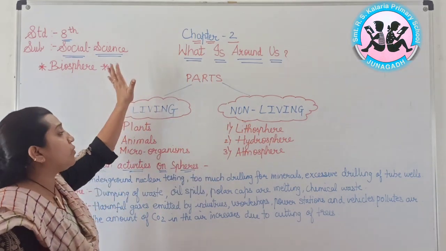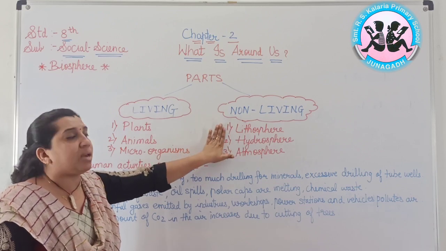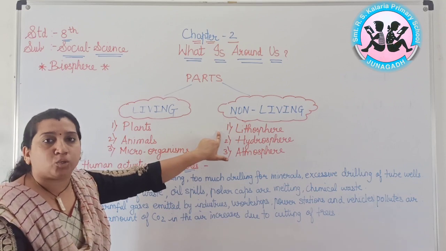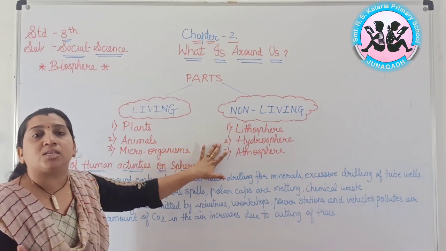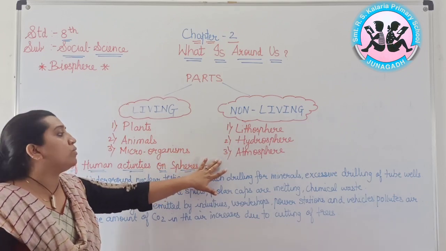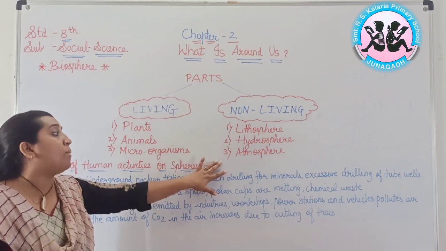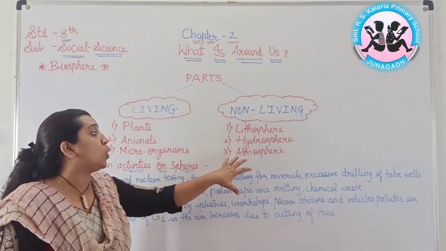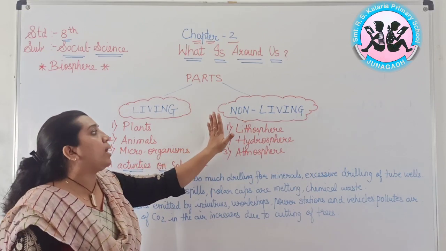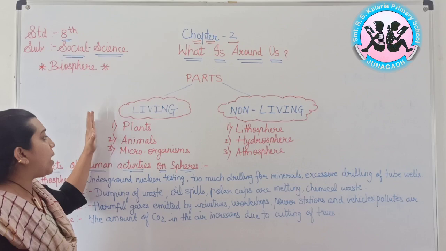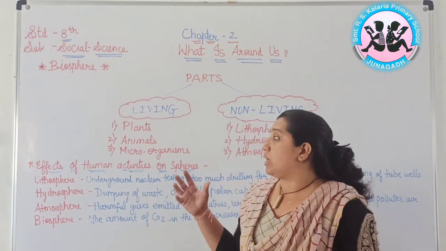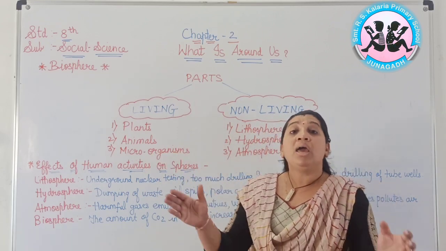Moving towards the non-living part of the biosphere. In the non-living world, the lithosphere, that is the land, makes up 29%, and the hydrosphere, that is the water in liquid form, makes up 71%. The atmosphere is the gaseous form, that is the gas. These three are included in the non-living world, while plants, animals and microorganisms, along with human beings, are all included in the living world.